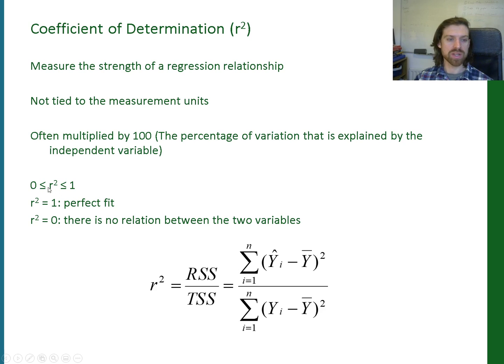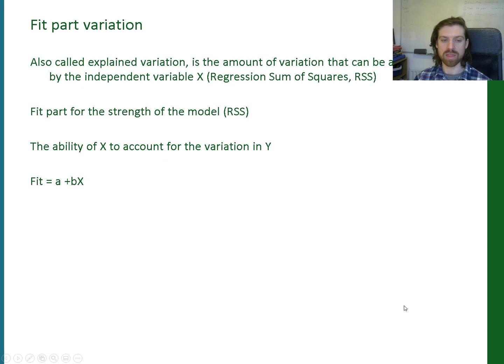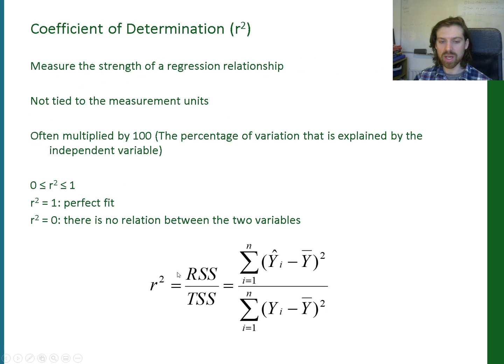So the coefficient of determination exists between 0 and 1. If you had 1, it would be a perfect fit. If you had 0, there'd be no relationship between the variables. And we get the coefficient of determination by taking the regression sum of squares and the total sum of squares. So this is how much variation the model explains, and this is how much total variation we have in the model. We did cover this previously. I just placed it down here in the bottom right hand corner of the slide, and it's expressed slightly differently mathematically, but it's exactly the same way to calculate it. So just remember, it's a ratio of the explained variance over the total variance.